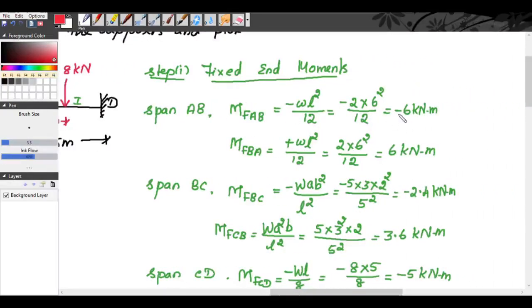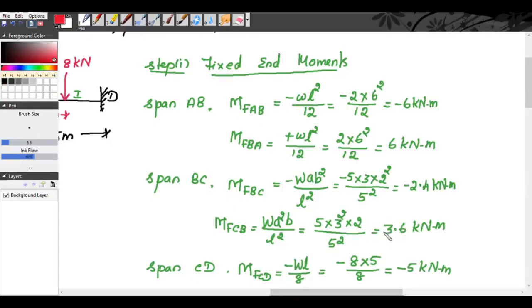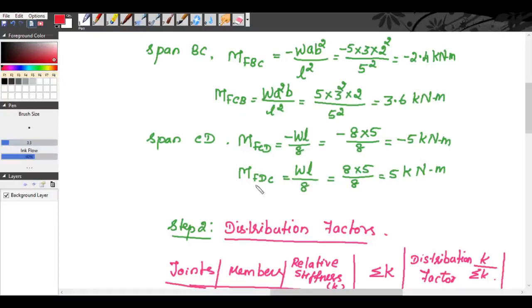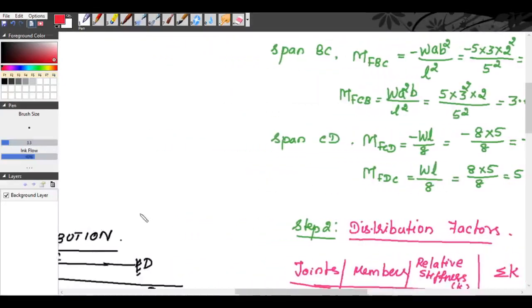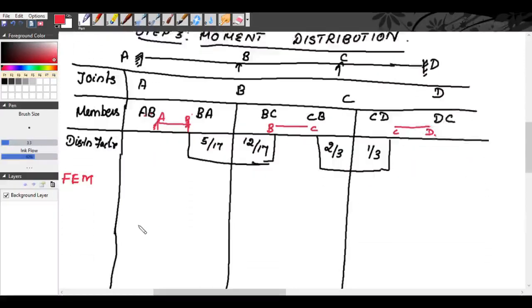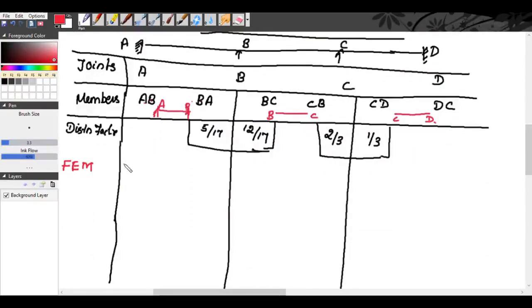So fixed end moments are minus 6, 6, minus 2.4, 3.6. For CD it is minus 5 and for DC it is 5. You have to write these values here. For AB it is minus 6 kilonewton meter. For BA it was plus 6. For BC it was minus 2.4 kilonewton meter. For CB it was plus 3.6. For CD it was minus 5 and for DC it was plus 5. So our fixed end moment is over.